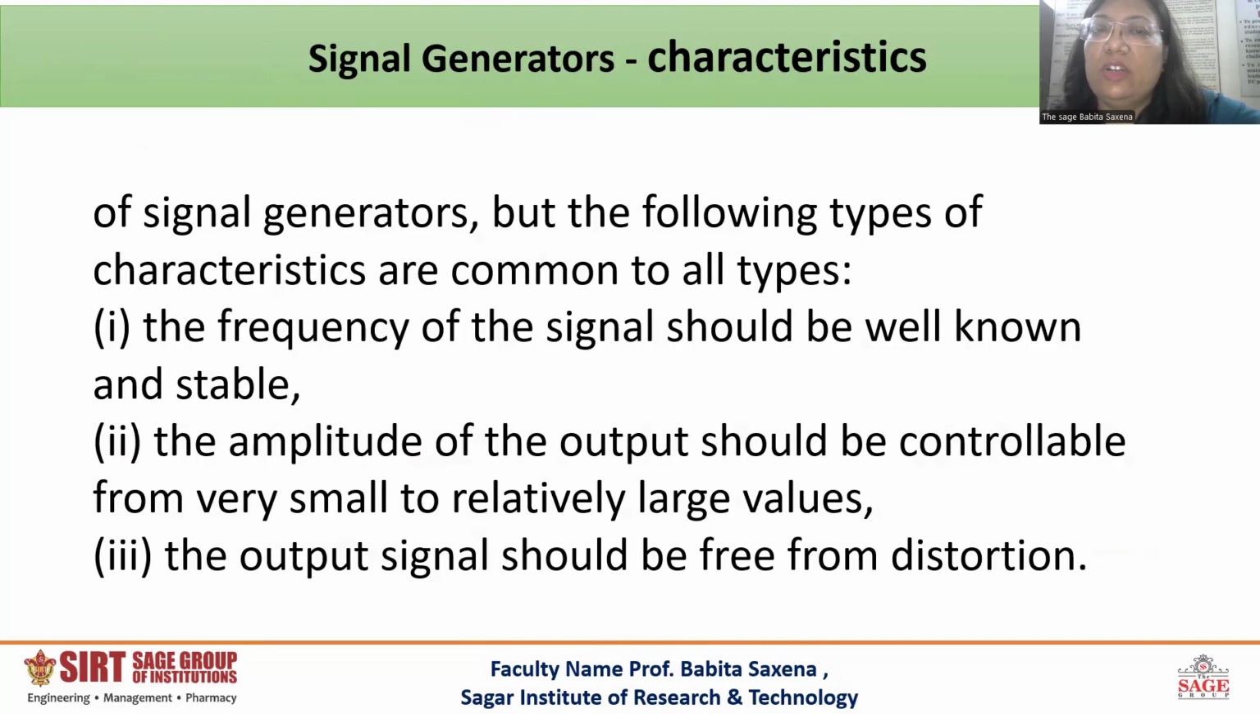So these are the common characteristics of the signal generator. The frequency of the signal generator should be well known and stable. Amplitude must be constant and controllable. Output signal is free from distortion.